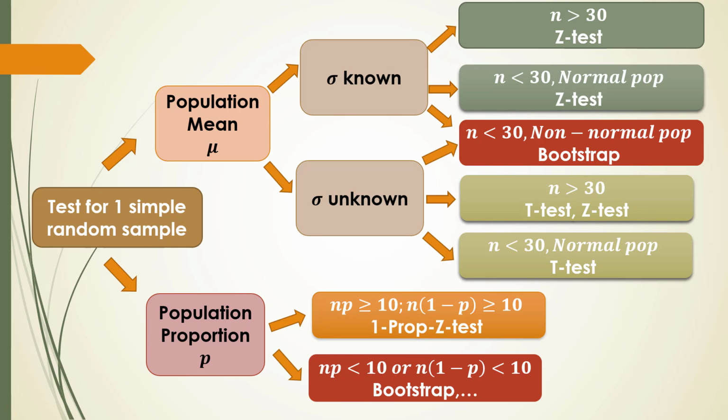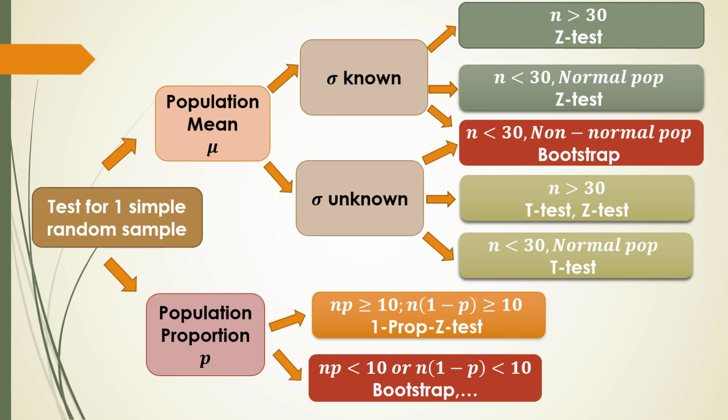If the original population is approximately normal, whether the sample size is at least 30 or not, z-test would work as well. If the sample size is less than 30 and the original population is not normal, then we need to use a different method. Bootstrap is one recommendation.